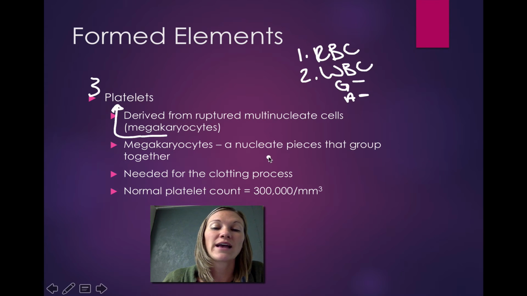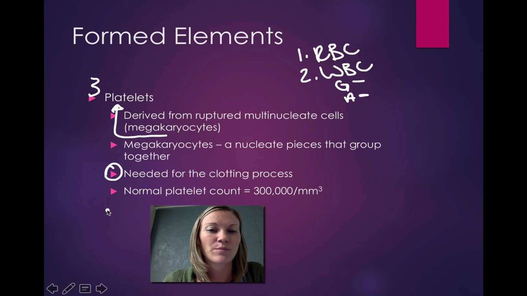It's a piece of the cell, like pieces of a nucleus grouped together, and it ends up making a platelet. They're really required for the clotting process, which we'll talk about in the next couple of videos. And then the normal platelet count is about 300,000.